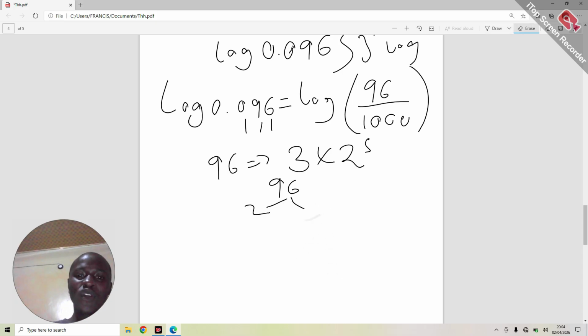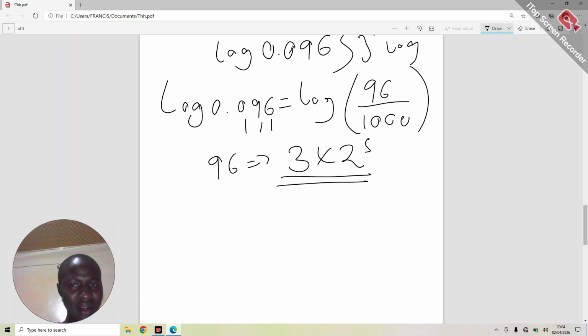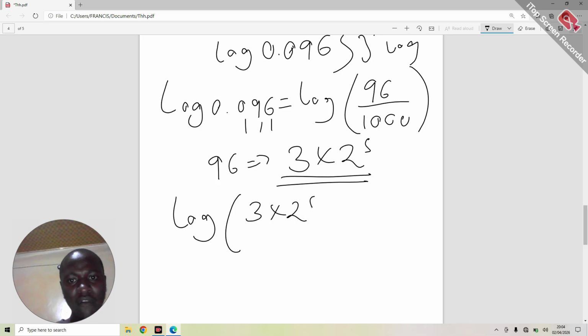With mathematics, you have to learn. You have to do a lot of questions to expose yourself to various questions, how they can be tackled. So 96 in factor form is written this way. So we can rewrite it as log. Now instead of writing 96, we shall write 3 times 2 power 5 all over 1000.